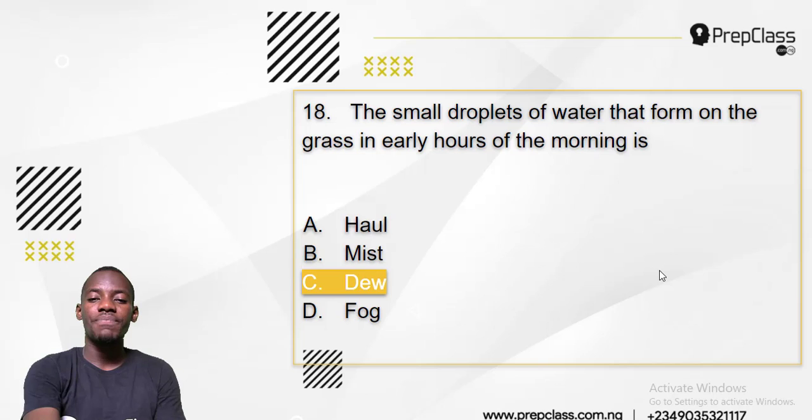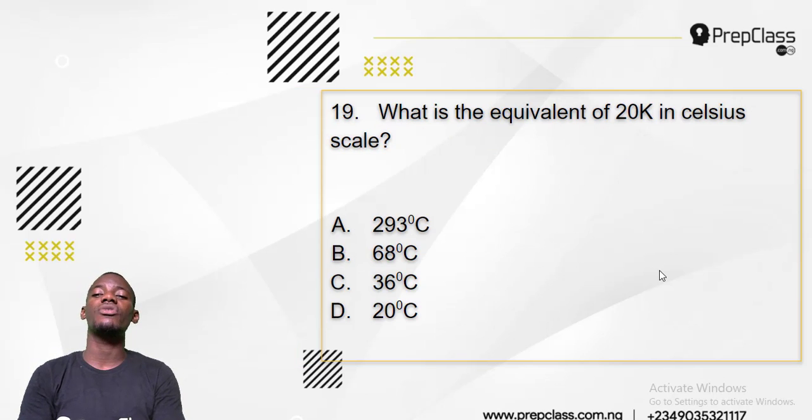Now let's check number 19. What is the equivalent of 20 Kelvin in Celsius scale? The standard temperature, this is temperature, right? Anything Kelvin is temperature. But under gas law, we learned that the standard temperature is 273 Kelvin.